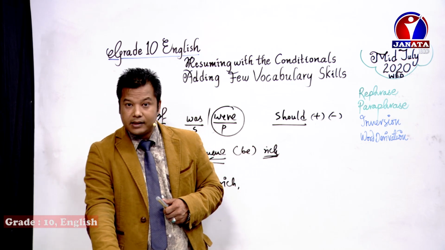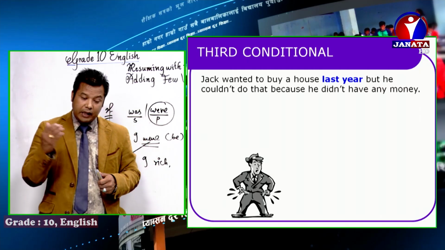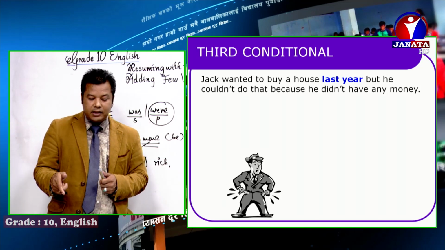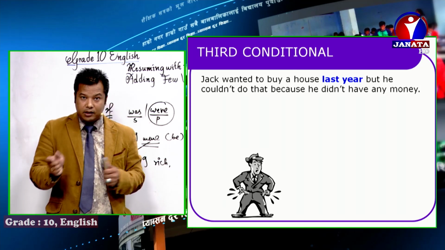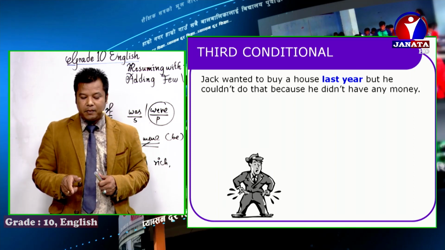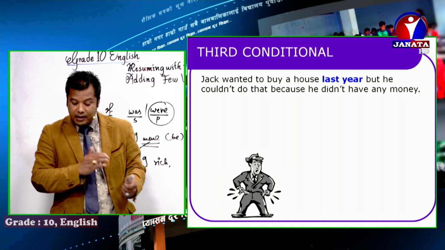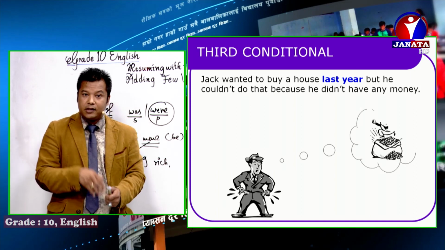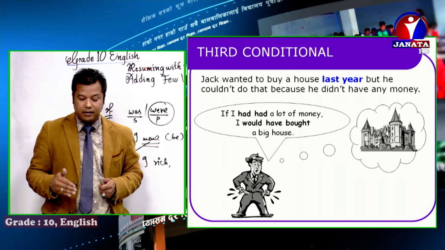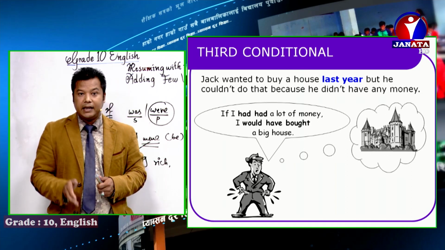Third conditional, more examples, with the pictures. Now try to understand the past to be a little different. Jack wanted, see, now this time I'm using wanted because I'm talking about the past. Jack wanted to buy a house last year, but he couldn't do that because he didn't have any money. Now at present, how would you talk about this using type 3? See, it's here. If I had, double had, a lot of money, I would have bought a big house.